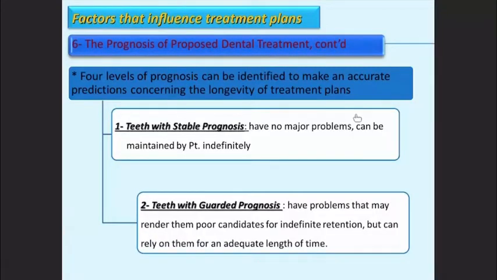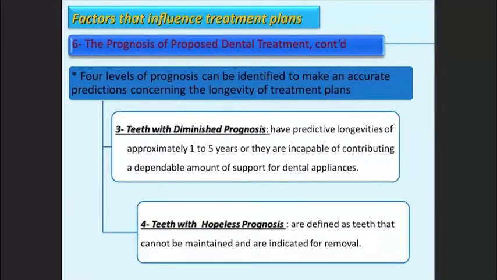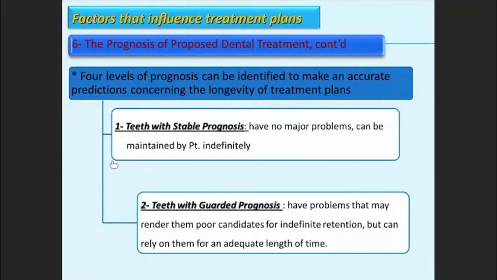So based on these, the prognosis is classified according to the textbook. We have 4 levels of prognosis. So one is the teeth with stable prognosis, guarded prognosis, diminished, and then the fourth one is hopeless prognosis. Now, this is the textbook way of classification. In general, what we usually do for the prognosis is we classify it as excellent, very good, good, poor, or hopeless. This is a simple way of classification, which we do in our case history at the end of the case history. But this is according to the textbook, so just have an idea that we have 4 levels of prognosis according to the textbooks.